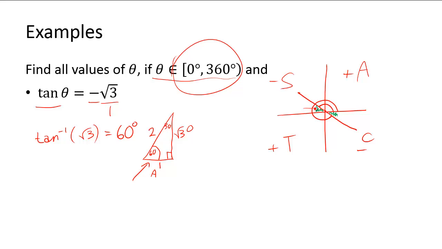If that green bit is 60, what are the red bits? In quadrant 2, the angle is going to be 180 minus 60, which is 120. And in quadrant 4, it's going to be 360 minus 60, which is 300. So those two angles are the angles in that range. Again, if you wanted to have them out of the range, you'd have to find the coterminals to that.